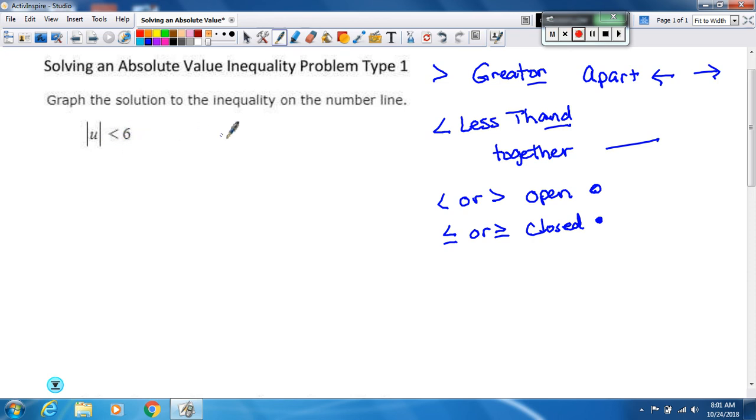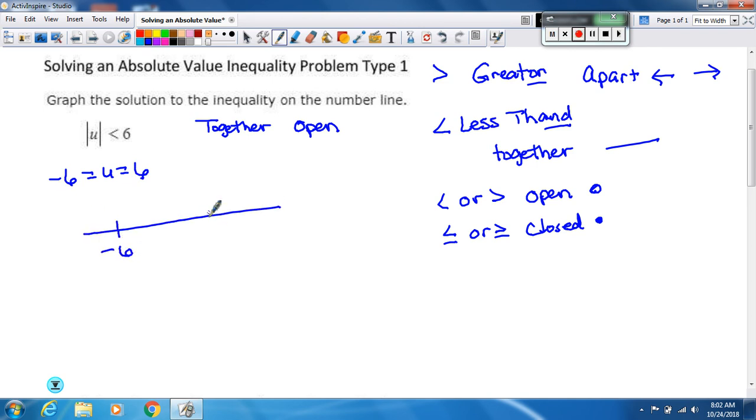First of all, I know that my graph, this is a less than situation, so it's going to be together. And because it's not underlined, I'm going to use an open dot. Okay, since it's absolute value, you can have positive or negative. In other words, in order to get rid of an absolute value symbol, you take the negative out front of the number they give you. Since u is by itself, we're talking about -6 and +6 as our numbers.